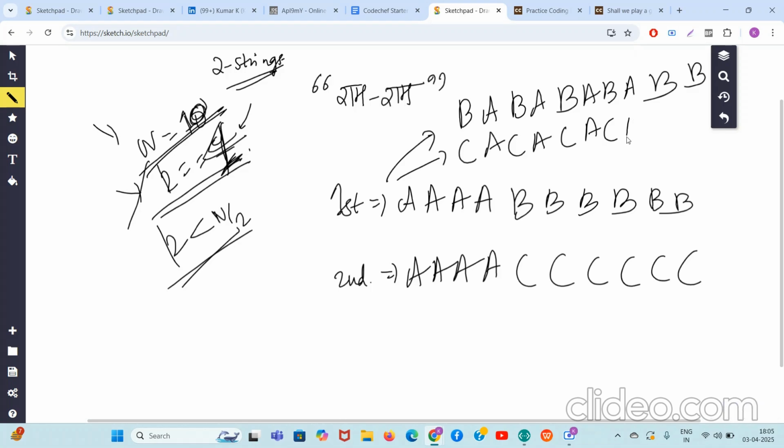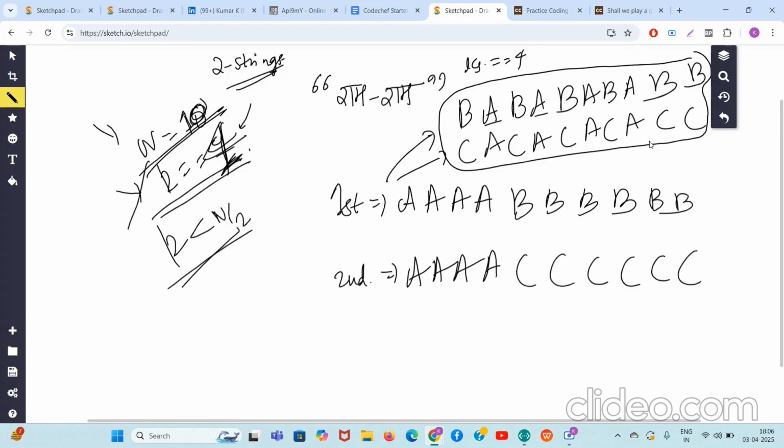C A C A C C. Still it is not valid. You can see B and C are matching at both the places, the adjacent characters are matching. Now what will you do? You might try to act as a smart ass and say, sir, currently the LCS of both of these strings is 4, because only 4 A's are matching with each other. But still it is not valid because the adjacent BB is coming. You might try to make this B as C, and this C as B, and then you are done.